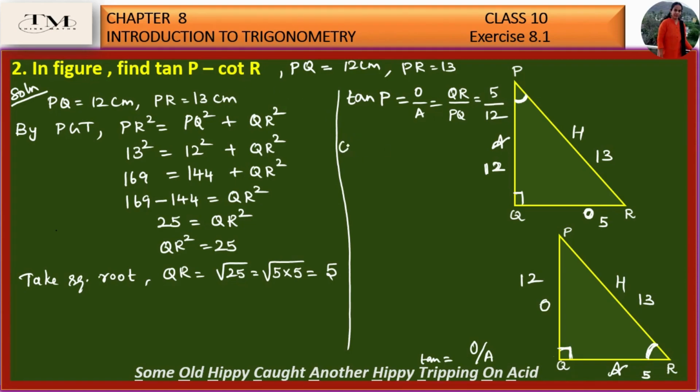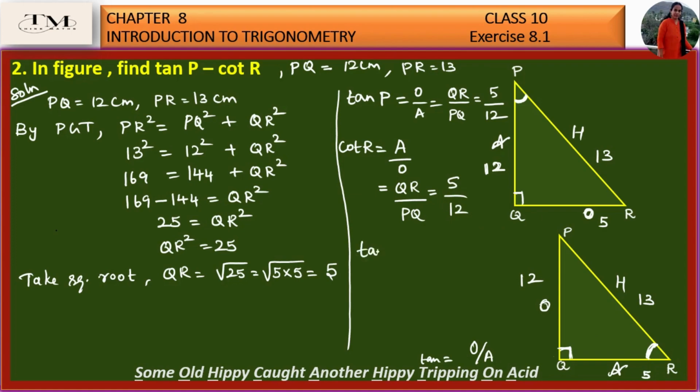Next we have to find out cot R. I have marked the R here. Opposite side is PQ. I'm sorry, for cot R it is not opposite by adjacent. Cot is nothing but inverse of tan. Tan ratio is opposite by adjacent, so cot ratio is adjacent by opposite. Which is the adjacent side here? QR. QR by opposite side PQ. What is the value of QR? QR is 5. PQ is 12.